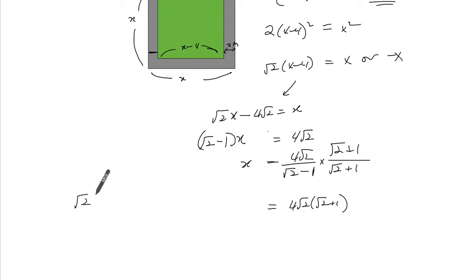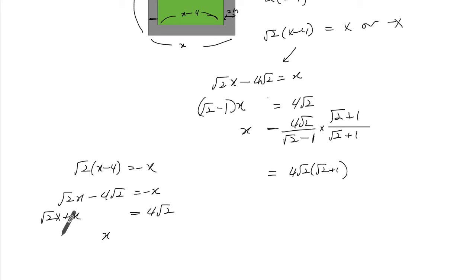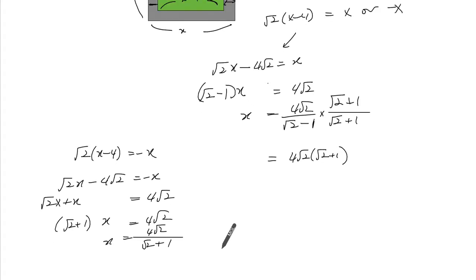When it's root 2 times (x minus 4) is equal to minus x, if you bring the x over now, you get plus x. Let's bring this over to the other side. Factor out the x, and you get (root 2 plus 1). So x is equal to 4 root 2 all over root 2 plus 1.